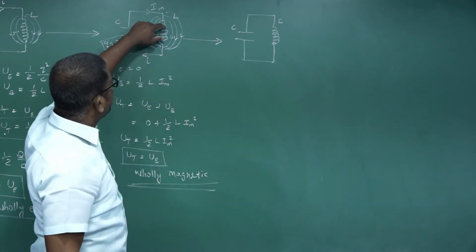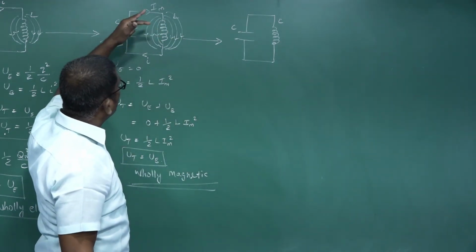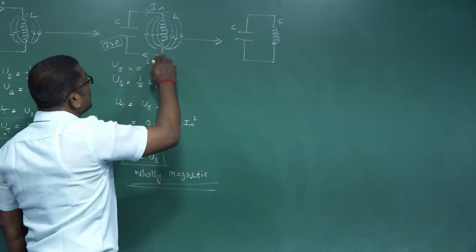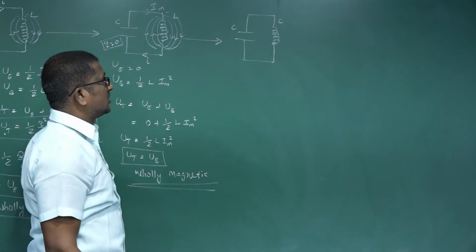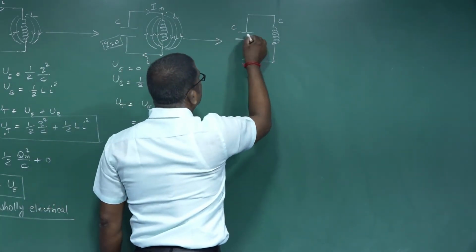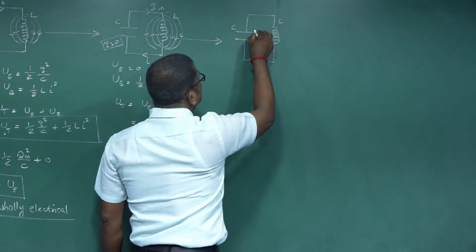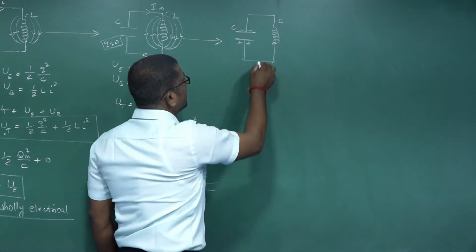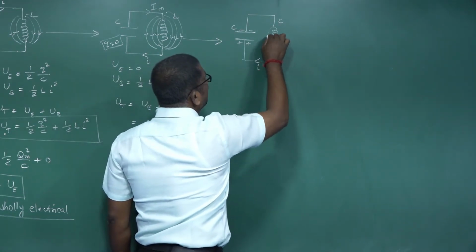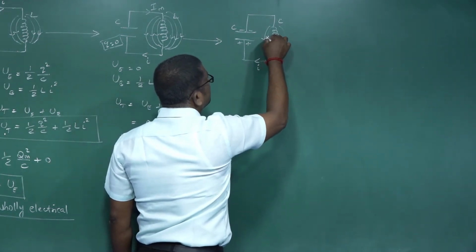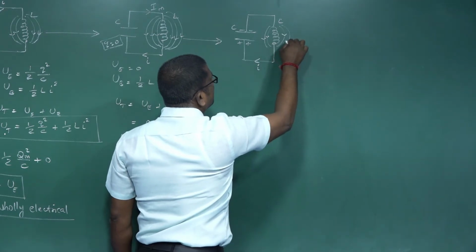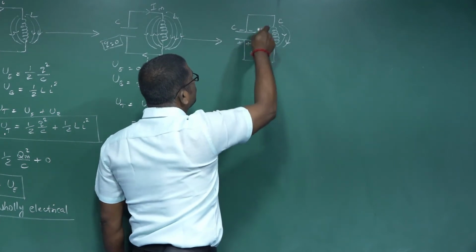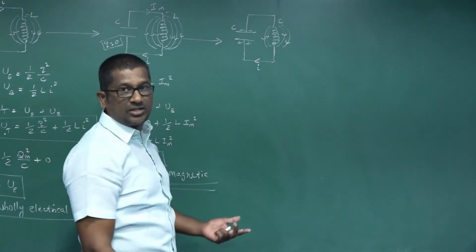Right. So when the magnetic field around the inductor collapses, it sends the current towards the capacitor. Due to this, the capacitor gets charged.